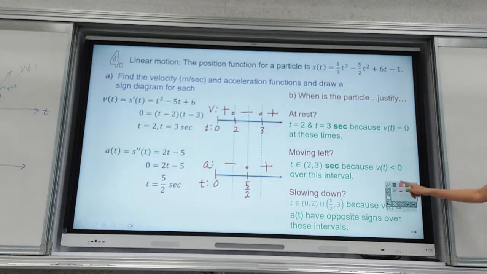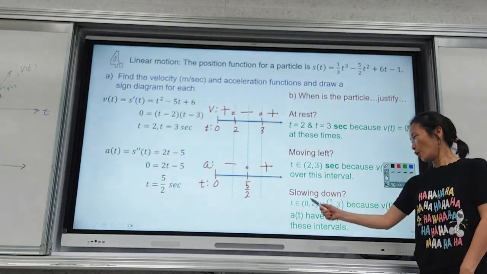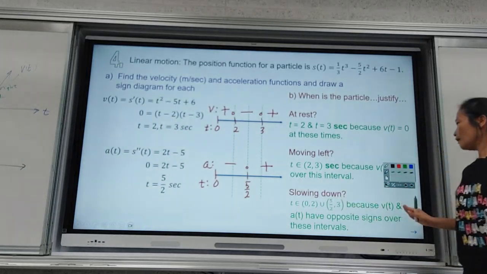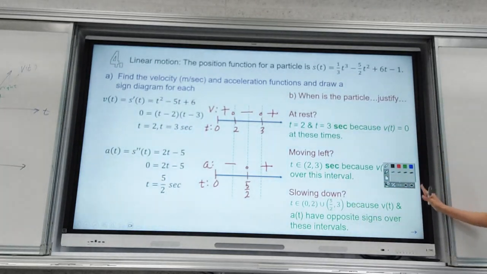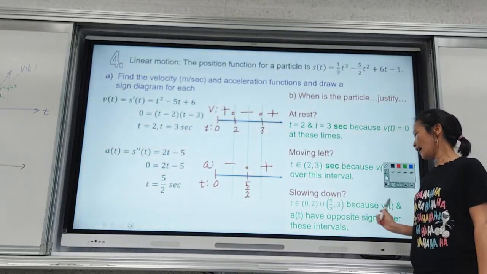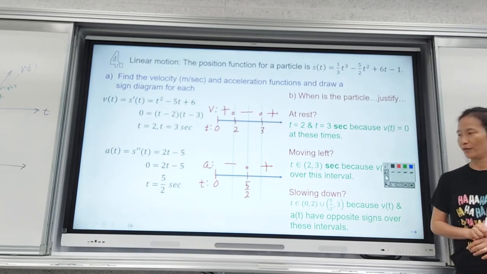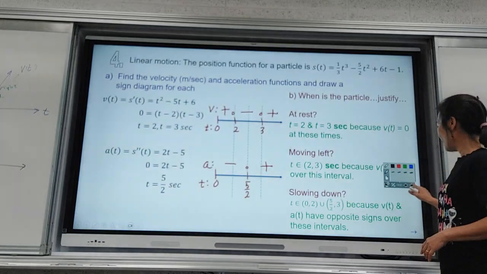Okay. This is just like the question we did, right? Yes, exactly. So I just want to show that in this interval, the particle is slowing down, right? Look at both B and A, they have the opposite sign. That's why the particle slows down.